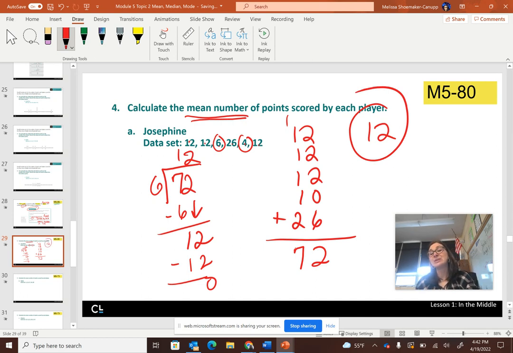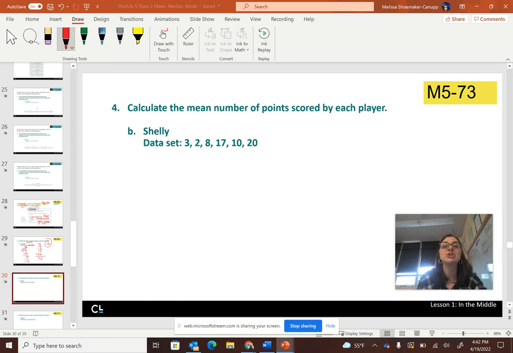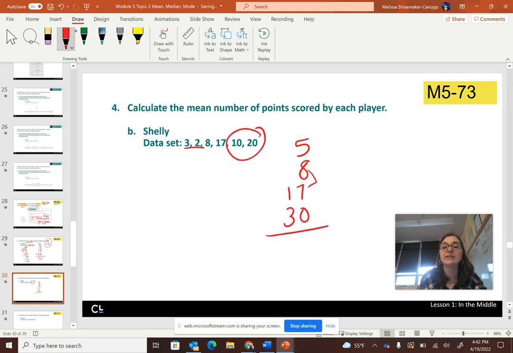Now, you're going to be doing this a lot. Some of the numbers are going to get big, so I'm going to give you a calculator eventually, but I want you to do a few by hand. Let's try Shelly's. I know 3 plus 2 is 5. I've got 8, 17. I know 10 plus 20 is 30. 8 and 7 is 15, plus 5 is 20. Now we divide.